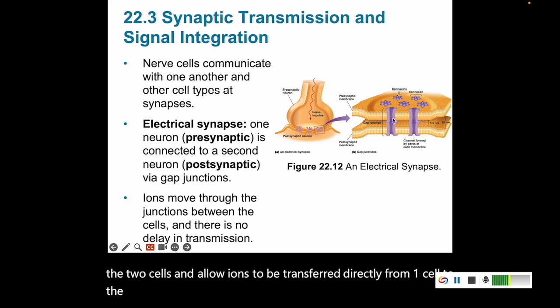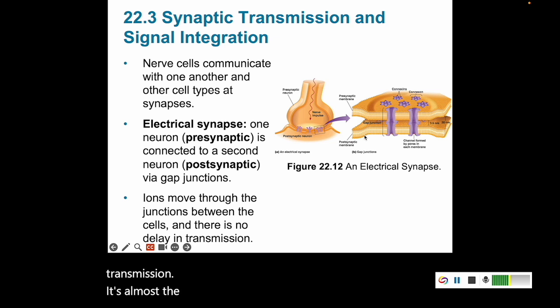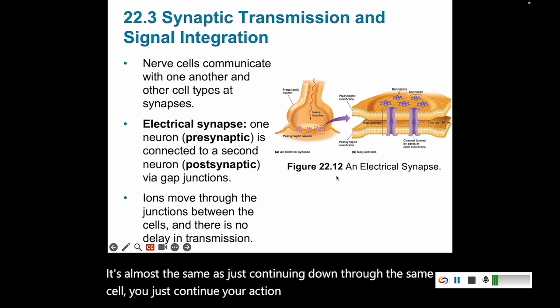So the ion will move through the cell junction. The sodium can move straight through there. There's no delay in transmission. It's almost the same as just continuing down through the same cell. You just continue your action potential, and the next cell will be excited.